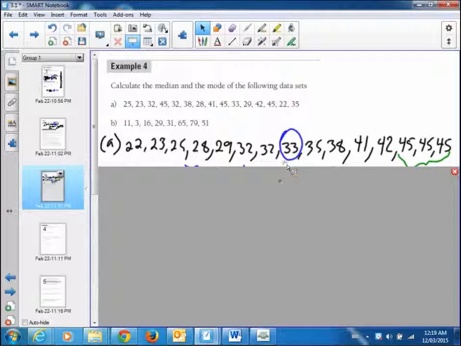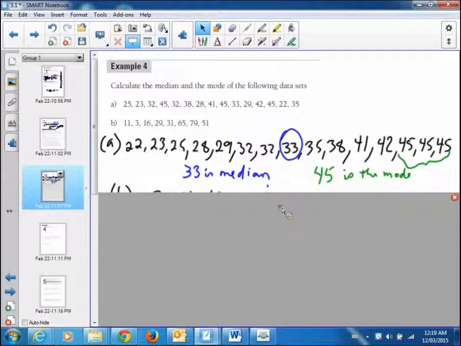And the 8th value, because they're listed in order, is 1, 2, 3, 4, 5, 6, 7, 8. That means that there will be 7 below it, if you count there, and 7 above it. 33 is the exact middle of this set. So 33 is the median value. The mode is the most repeated. Now 32 is repeated twice, but the most repeated is 45. It's repeated 3 times. So that is your mode in this set. Okay.